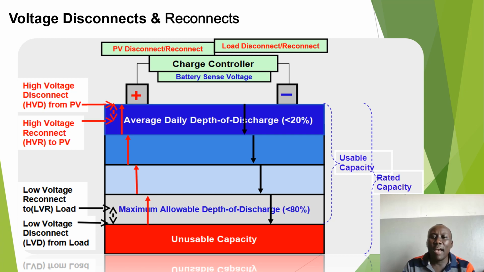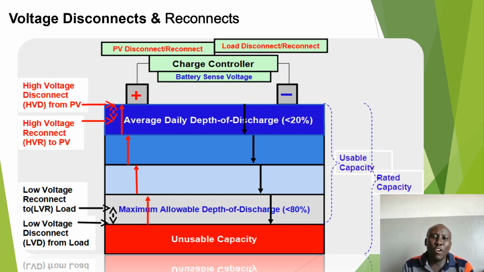This is the allowed usable capacity, from the top down to just above the red point. The average daily depth of discharge should be around 20%. That is the average discharge depth that is allowed in a day.